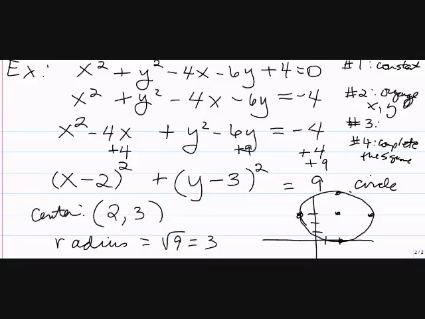I knew in the very beginning this was a circle because I have x squared and y squared, and the coefficients for the x squared and y squared are the same. They don't have to both be 1, but if they're both the same, I get a circle. So now I know I have a circle.